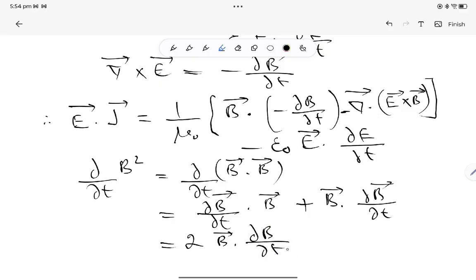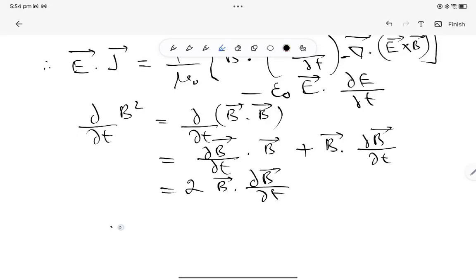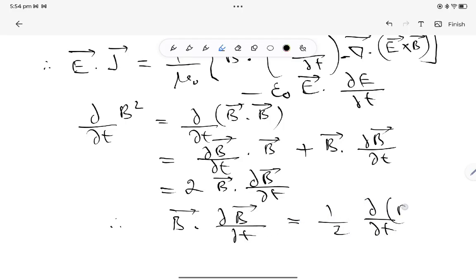So in place of B dot del B by del T that we have here, we can write B dot del B by del T as 1 by 2 del by del T B square. Similarly, we can write E dot del E by del T as 1 by 2 del by del T E squared.